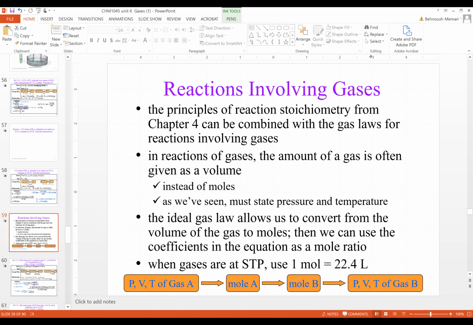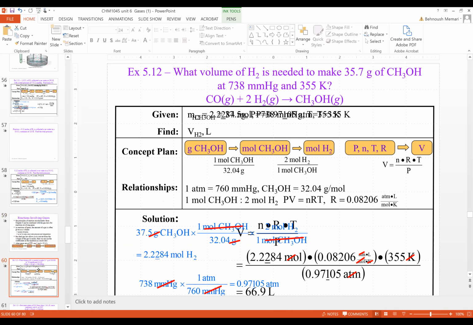Now, if the question is asking for the volume of a gas, then you can use the ideal gas law if it's not STP. If the condition is STP, just use the molar volume and multiply the number of moles by 22.4 to get the volume of the gas.